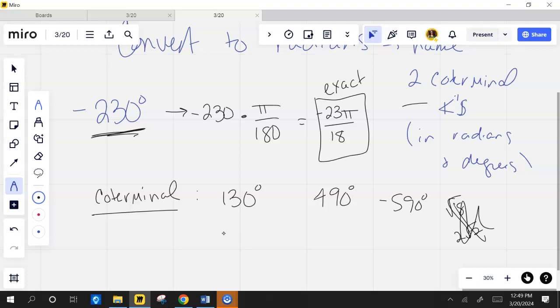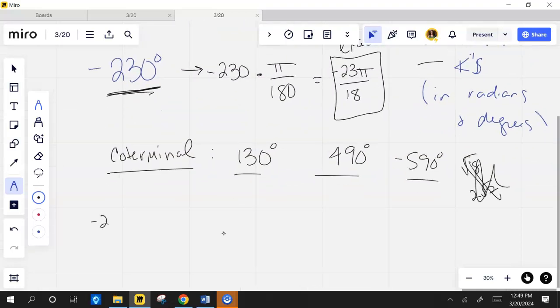Now, as I find these coterminal angles in radians, I'm probably not converting each one of these over. I'm going to take my negative 23 pi over 18, and I'm going to add 2 pi to it, because that's my loop around, is 2 pi.